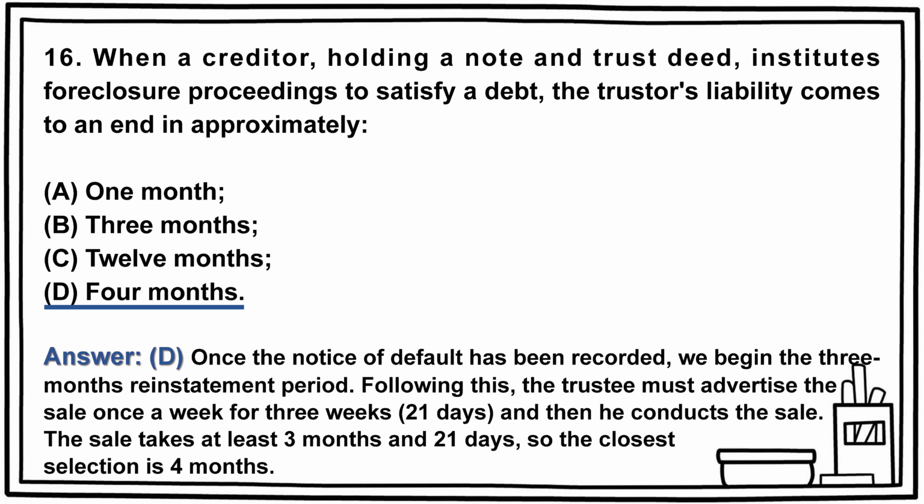Answer: D. Once the notice of default has been recorded, we begin the 3 months reinstatement period. Following this, the trustee must advertise the sale once a week for 3 weeks, 21 days, and then he conducts the sale. The sale takes at least 3 months and 21 days, so the closest selection is 4 months.